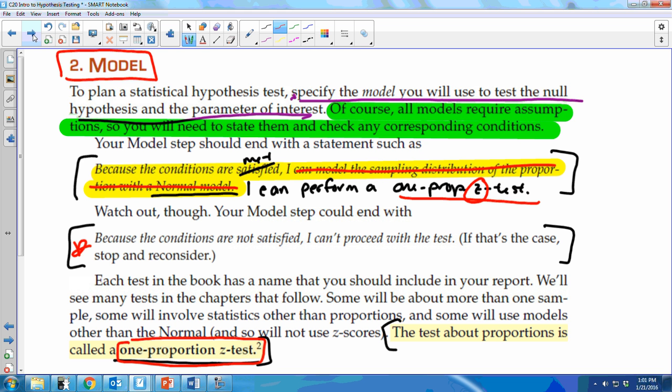But you need to identify what you're doing. That's a very crucial piece of what's happening. Okay? So you check the conditions, you write a sentence. That's step 2. Everyone good with that? Hypotheses, condition, sentence. So far, we're good.